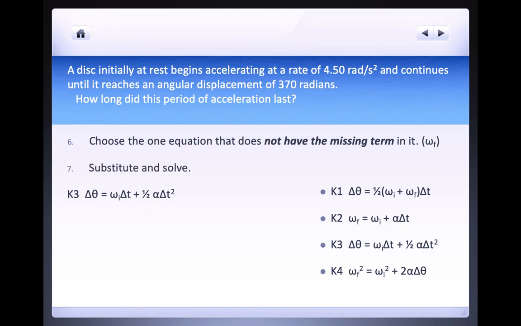We're going to substitute and solve, so a little bit of algebra. 370 is delta theta, leaving off units for simplicity. Omega I was 0, so naturally anything times 0 times t is going to be 0 here. So plus 1/2, 4.5 as our acceleration, delta t squared. A little bit of algebra, and you get 12.8 seconds for the answer to our example problem.